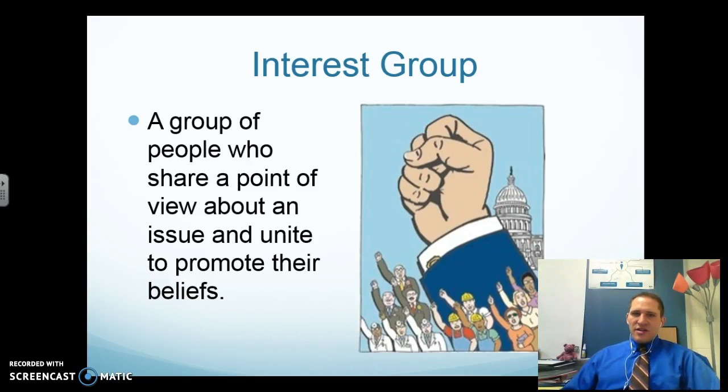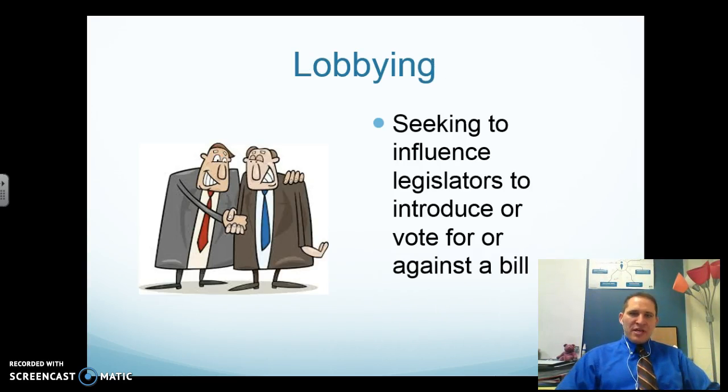All right. On the next page, interest group. A group of people who share a point of view about an issue and unite to promote their beliefs. So they maybe have something in common. They believe the same about a certain interest. Maybe they're pro-choice for abortion, or they're in favor of the Second Amendment and want to keep it that way. That would be an interest group, and they bring ideas to the politicians. Maybe they raise money for political campaigns, and their goal is to get that law passed or get that law protected.